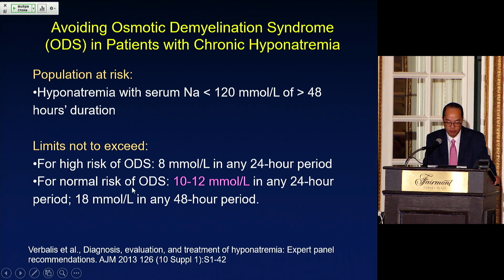But here's one from Joe Verbalis that I find quite helpful, which is that in patients at high risk for osmotic demyelination, restrict the correction to 8 in the first 24 hours. For normal risk, 10 to 12 in the first 24 hours, and 18 in 48 hours. And that seems to be a reasonable guide that I think most nephrologists would agree is appropriate.